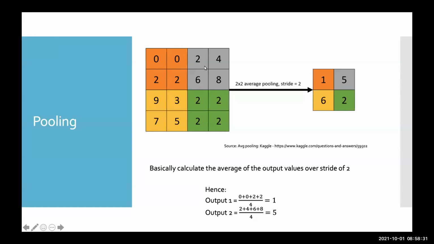And then here you do 2 plus 4, which is 6, 6 plus 6, which is 12, and then 12 plus 8, which is 20, and divide that by 4. So you get 5. And so you can continue doing that type of math for all the regions, and you can reduce your output size substantially. So that's all I have for now.